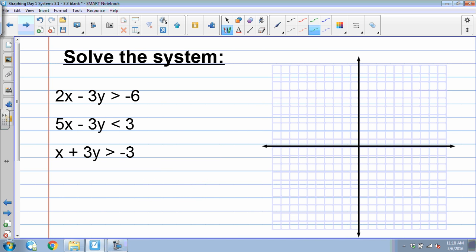Okay, so I want you to try this one. Yes, graph it and find the triple shaded area. Okay? This is how it'll be on the final exam. And then the question might read, is 4, -2 a solution?